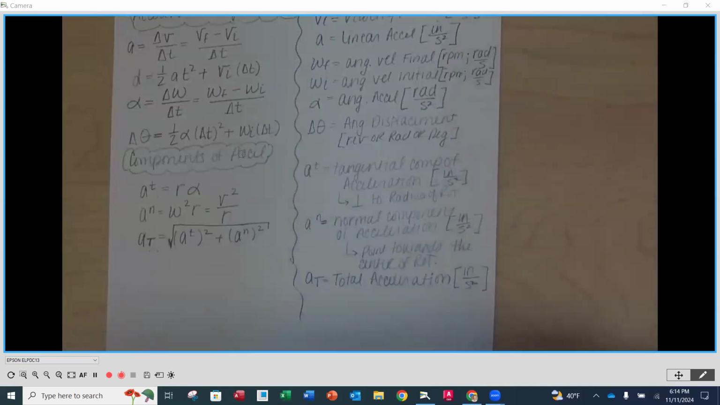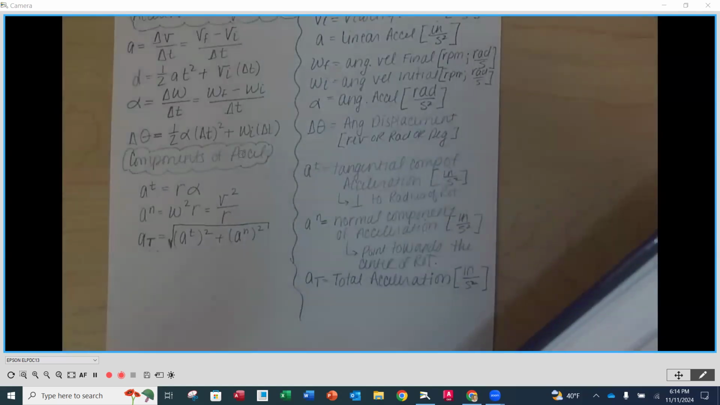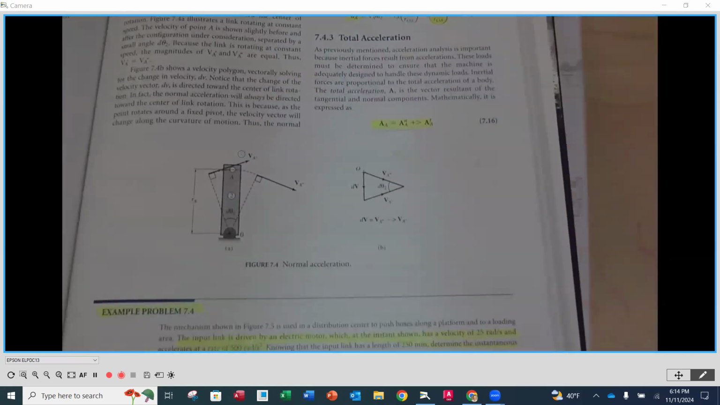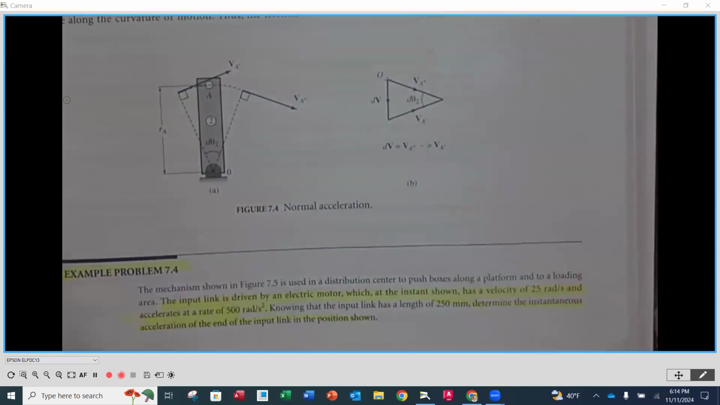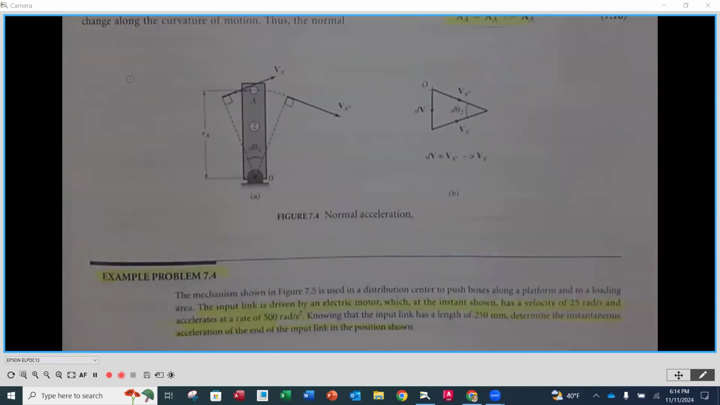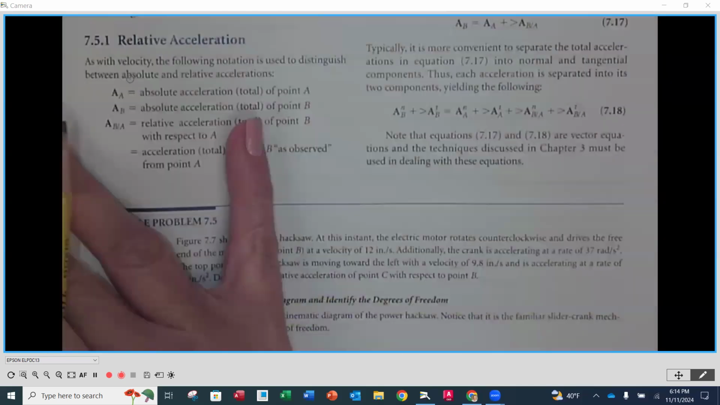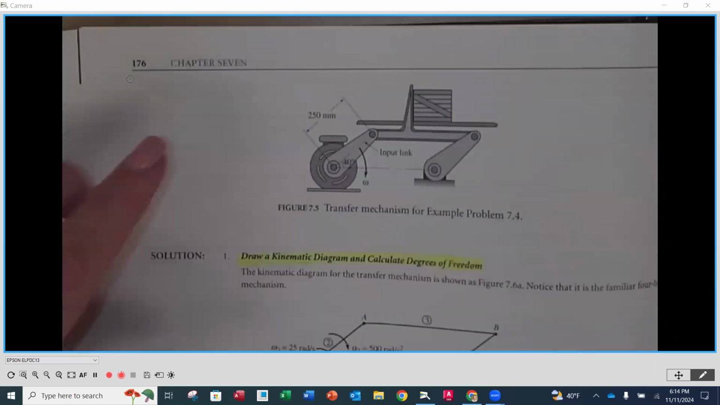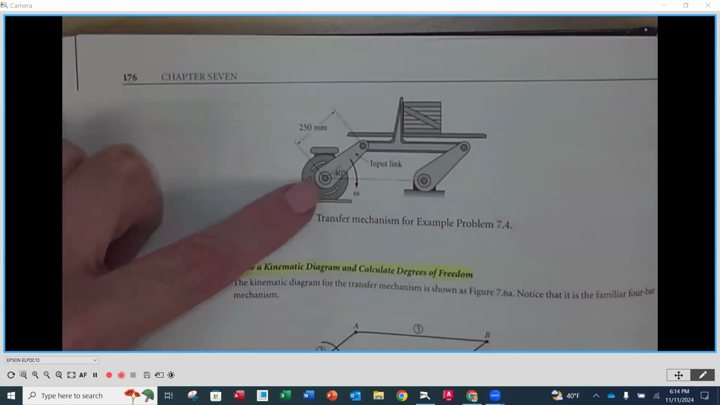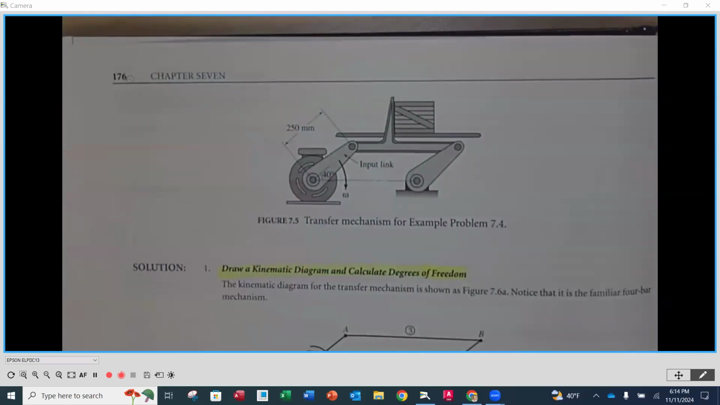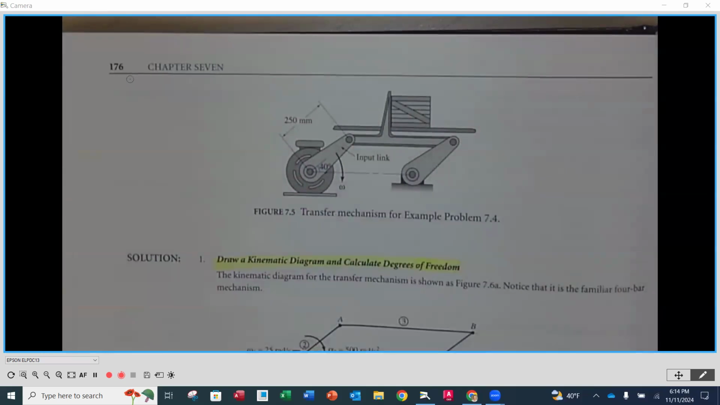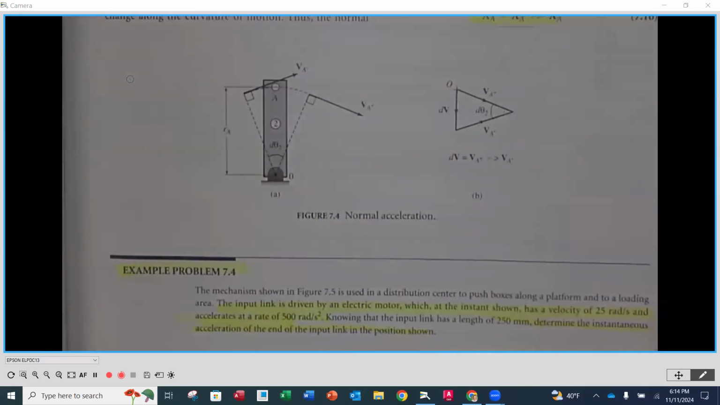Okay, we have one more example that we're going to do tonight. And that is going to be example problem 7.4, and it starts at the bottom of page 175. So example 7.4 says we have a mechanism shown in figure 7.5. It's on the following page. So if I look at the top of page 176, here's the mechanism that we're interested in. We're actually going to focus on just one portion of it, but we'll get there in just a bit.